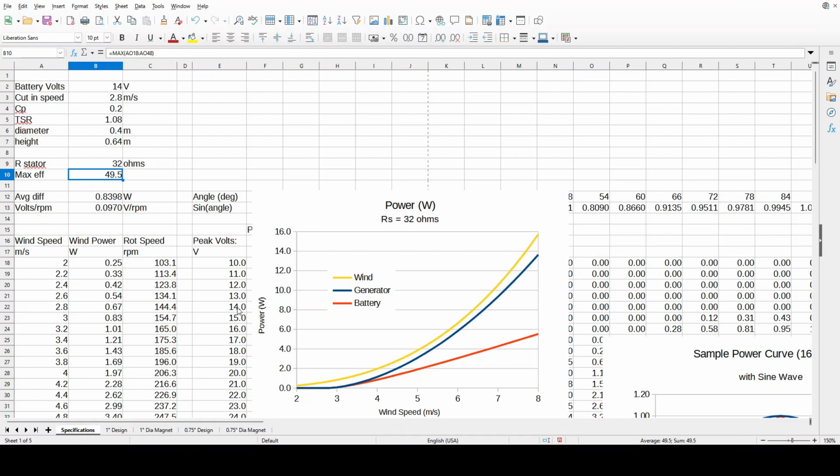So we know what the peak voltage is, 14 volts at 144 RPM, and the stator resistance of 32 ohms, and that's our specifications for our generator.